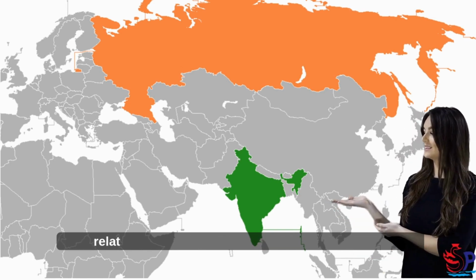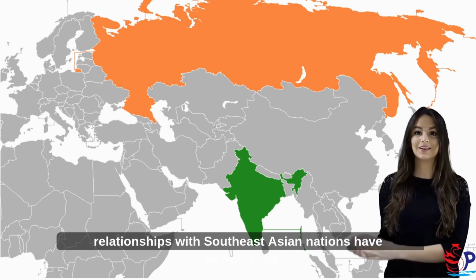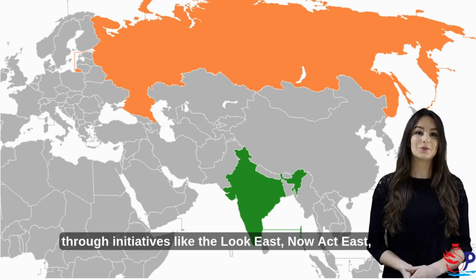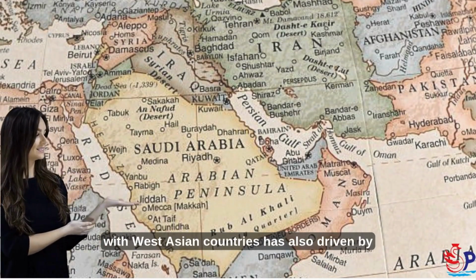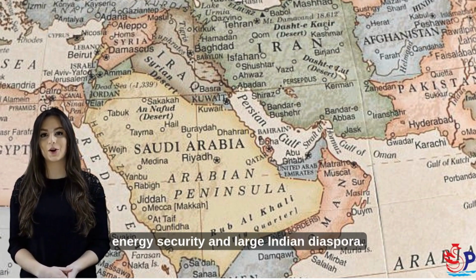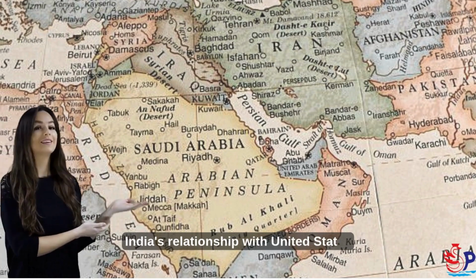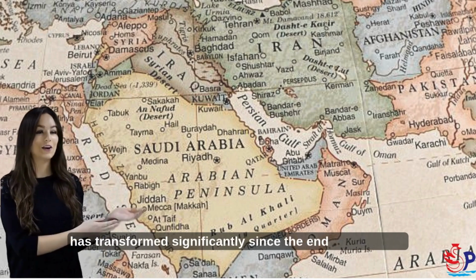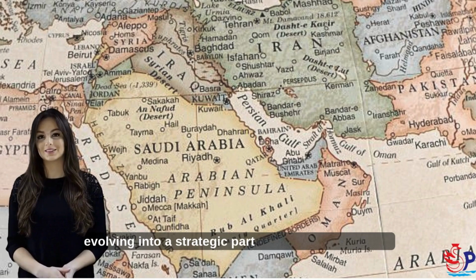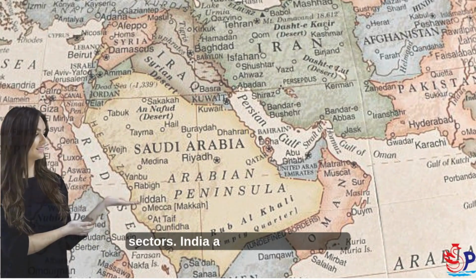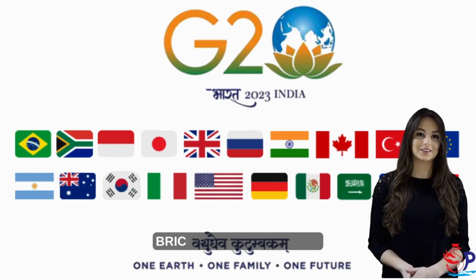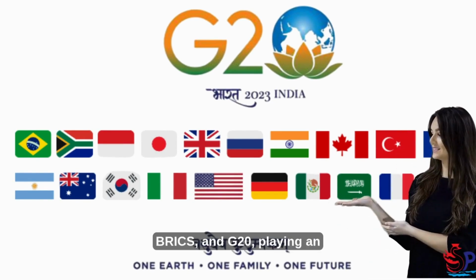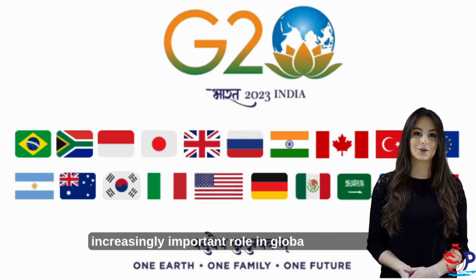energy. Its relationships with Southeast Asian nations have strengthened through initiatives like the Look East, now Act East, policy, focusing on economic and strategic partnerships. Engagement with West Asian countries has also grown, driven by energy security and the large Indian diaspora. India's relationship with the United States has transformed significantly since the end of the Cold War, evolving into a strategic partnership across various sectors. India actively participates in international organizations like the United Nations, BRICS, and the G20, playing an increasingly important role in global governance.